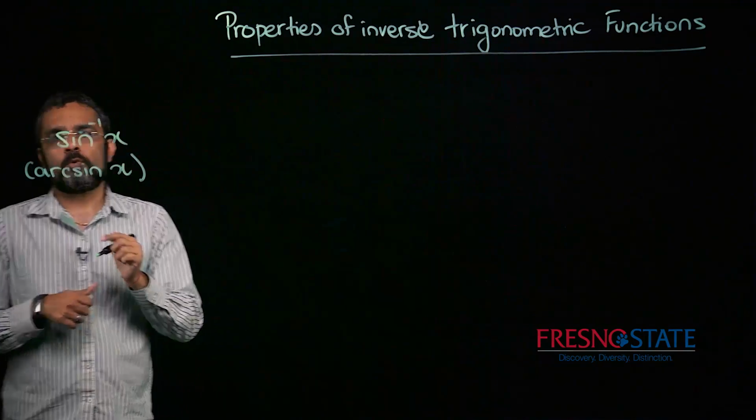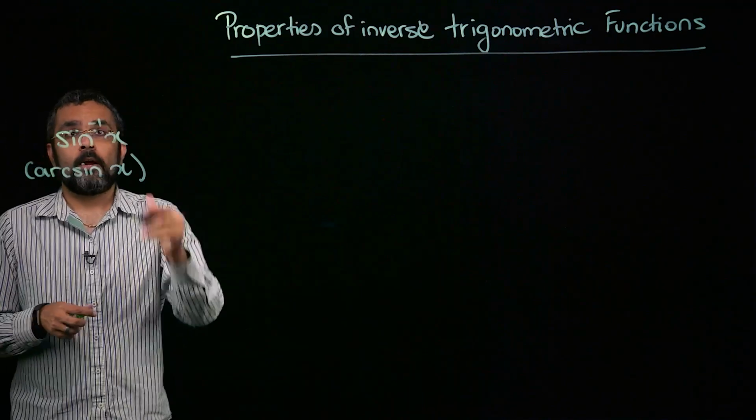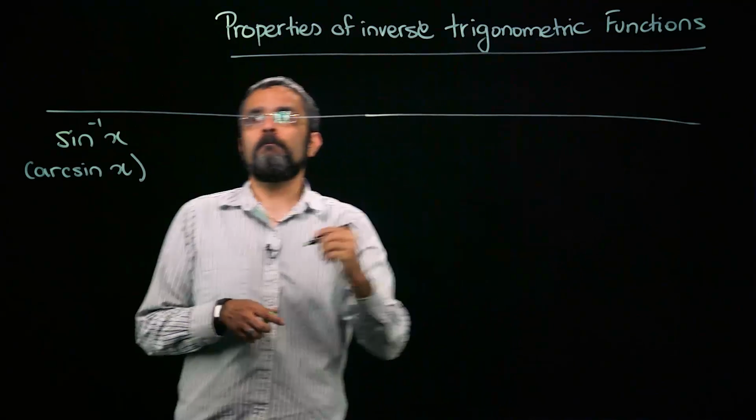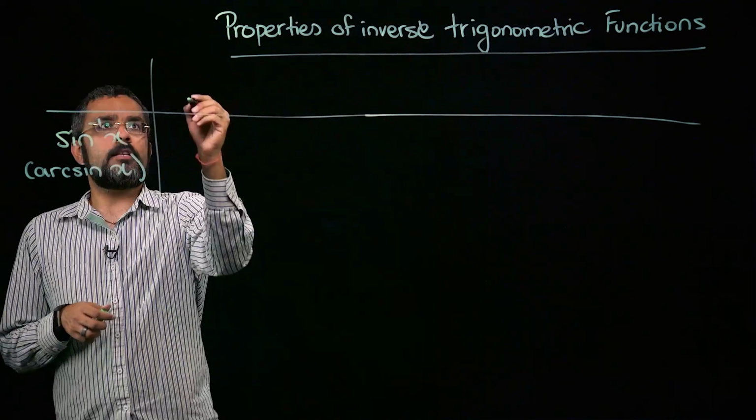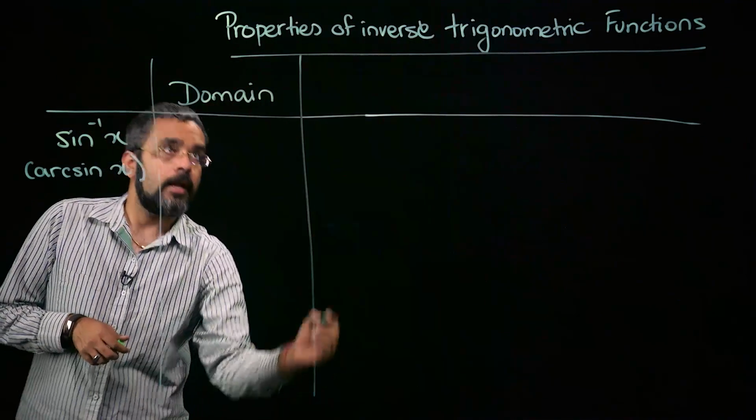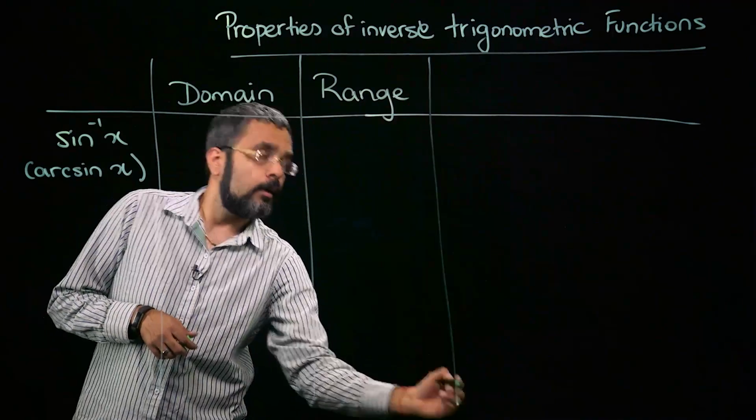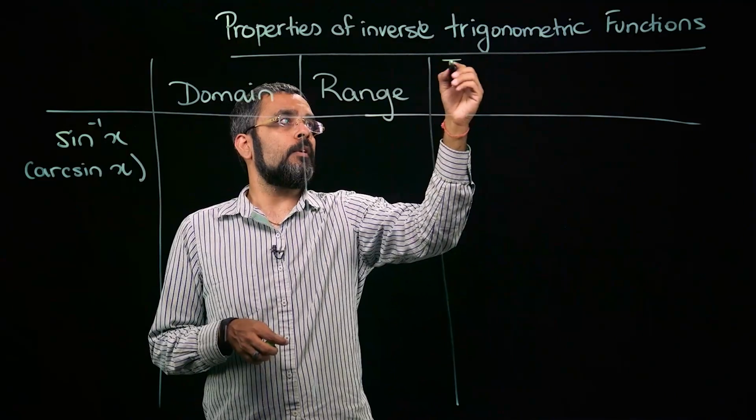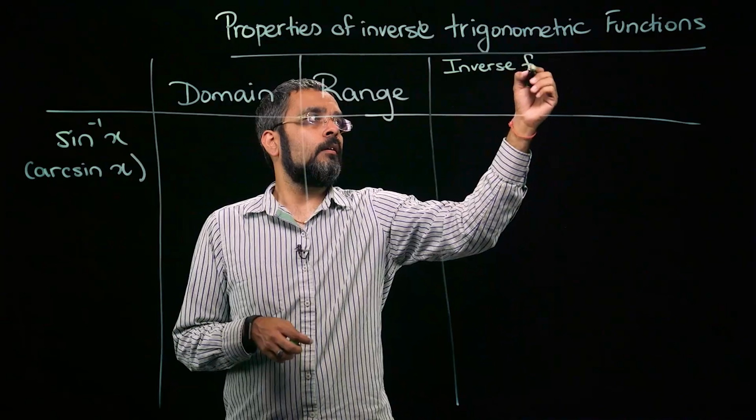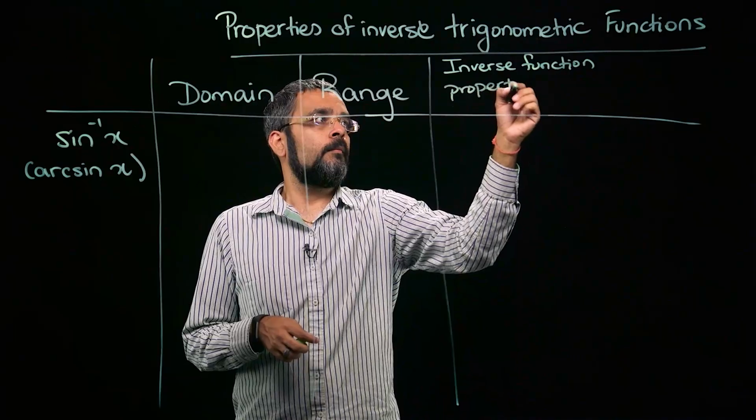Now on the exam you could use whichever notation you want. If you want to write this as arc sine or sine inverse, I'd be okay with both. Let's look at a couple of things here. The first thing I want to look at is the domain, which we already know. Then we're going to look at the range, and then the inverse function property.